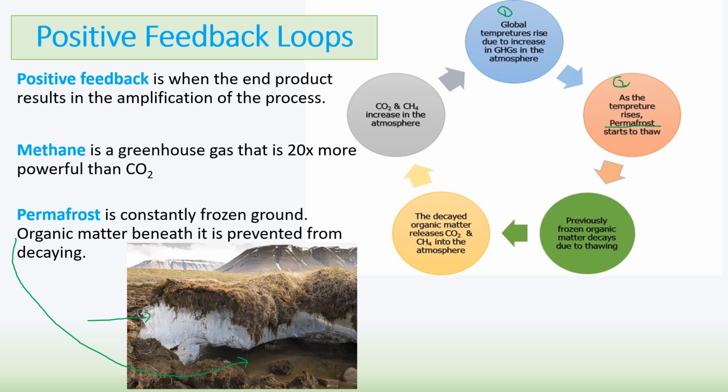That then is leading to the organic matter that was previously frozen to start thawing, and as a result that organic matter is starting to decay, and obviously as that decays it releases much more carbon dioxide and methane into the atmosphere. That will continue in a positive feedback loop that will increase temperatures more, meaning more permafrost melts and more decay, leading to more methane being released.